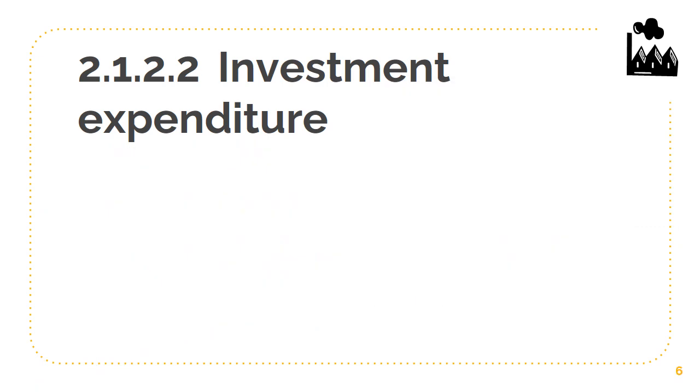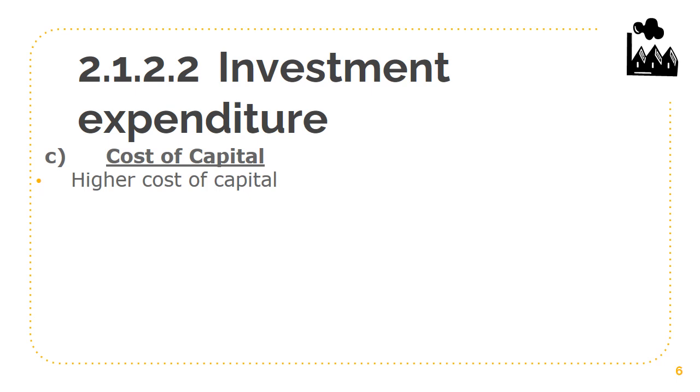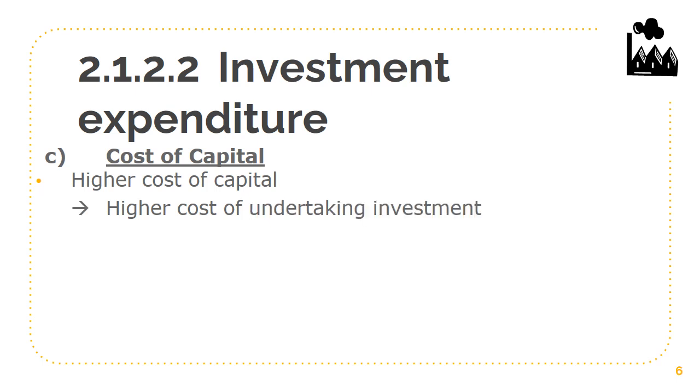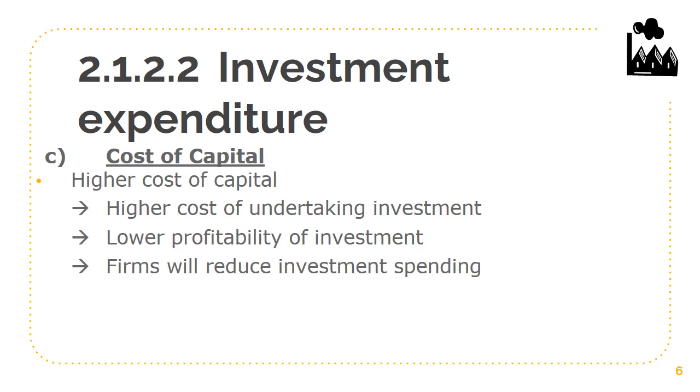We need to look at the cost of capital as a factor determining investment expenditure. When machineries become more expensive, the cost of investment increases. Ceteris paribus, investment is deemed to be less profitable, and this would reduce investment spending in the economy, decreasing I and AD.